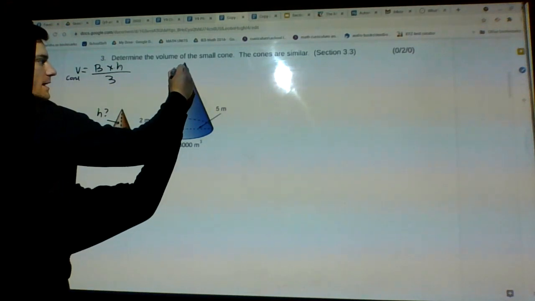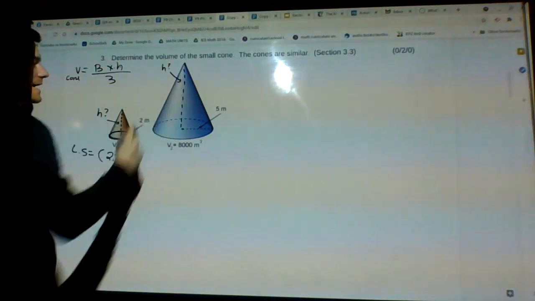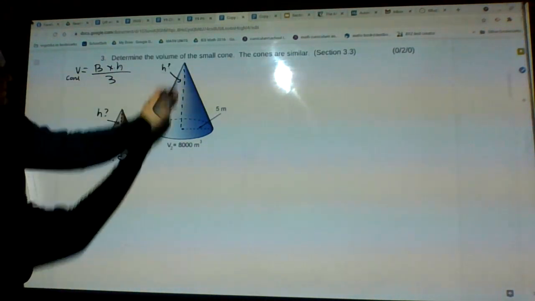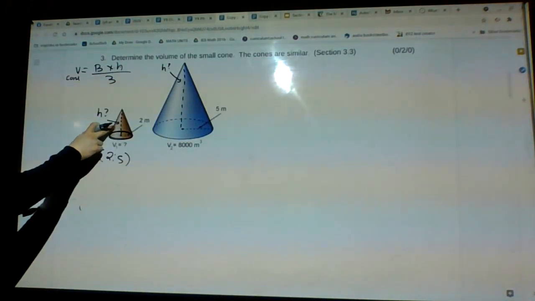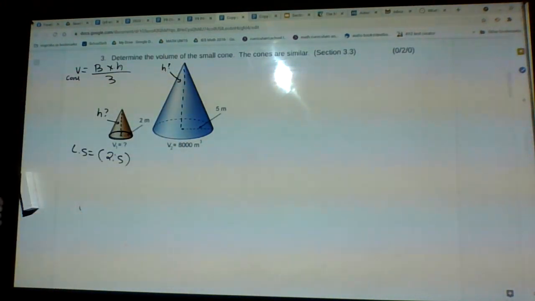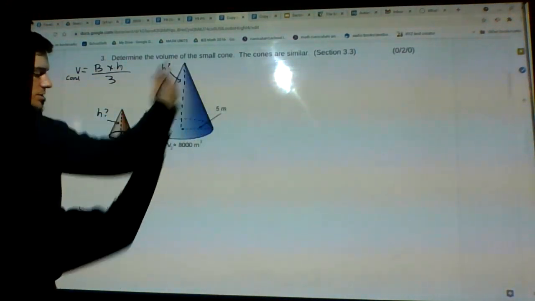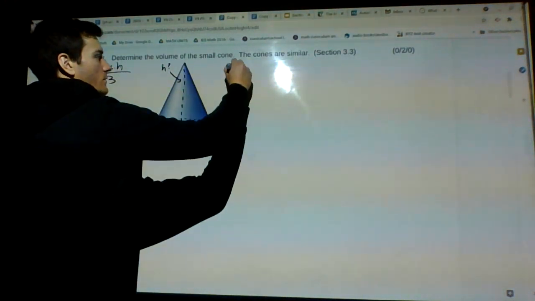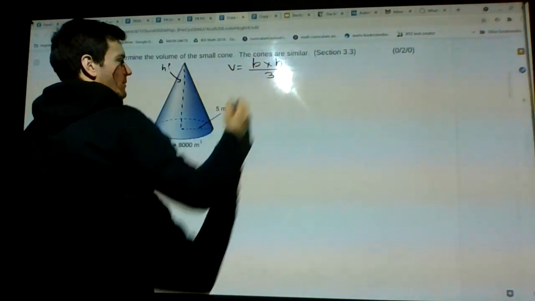But if I could figure out the height of this bigger cone, then I could use my length scale to say, well, if this height was 10, I could use my length scale to figure out that this height would have to be 4. So if we can somehow figure out the height of this cone, we can solve this problem. And luckily, we do have enough information over here that we can actually start solving for the height of this big cone. So remind ourselves, volume equals area of the base times the height divided by 3.